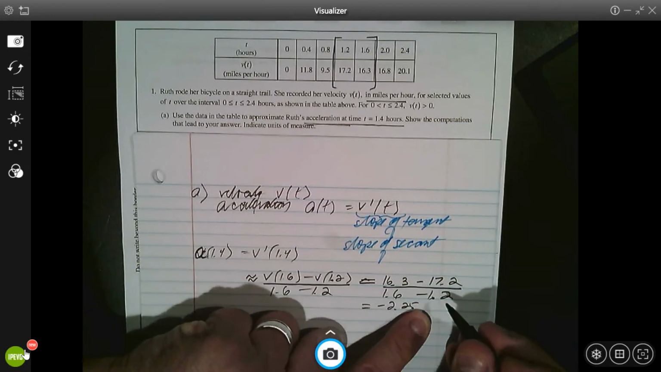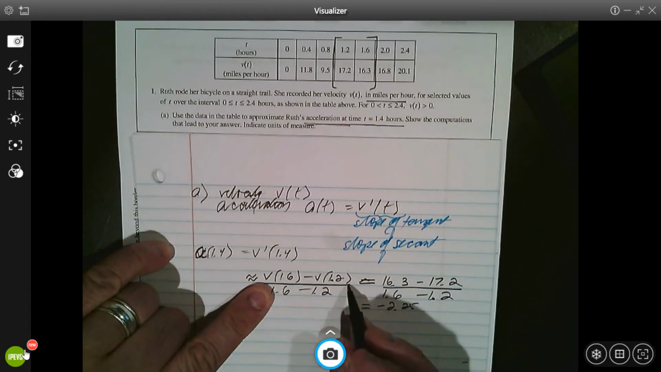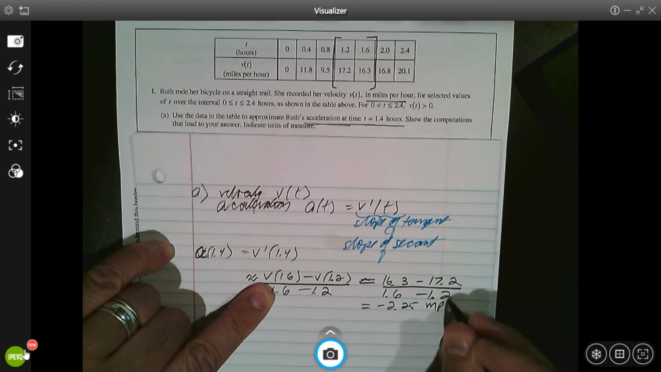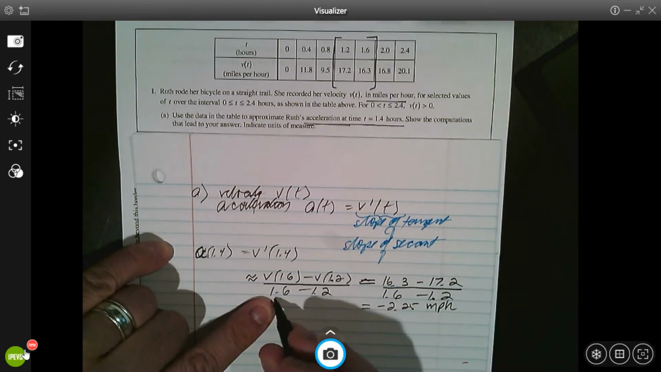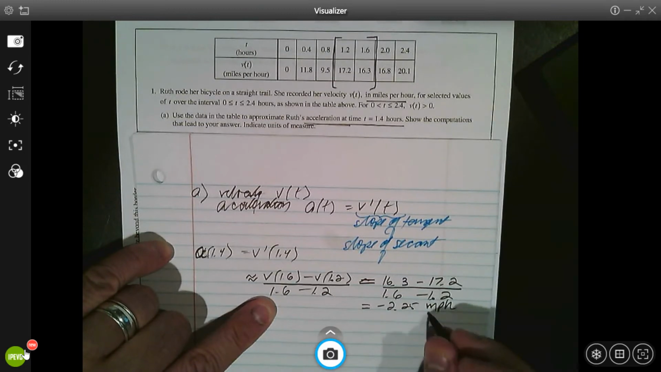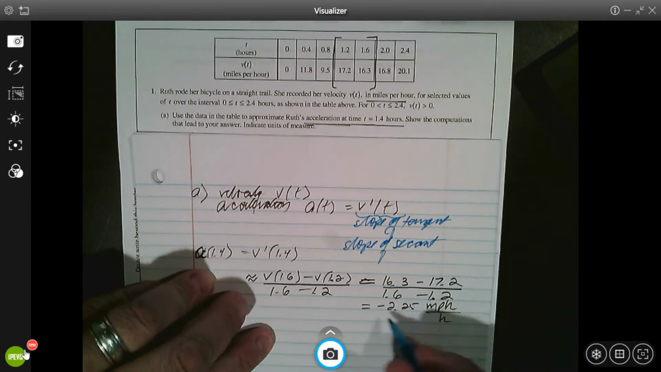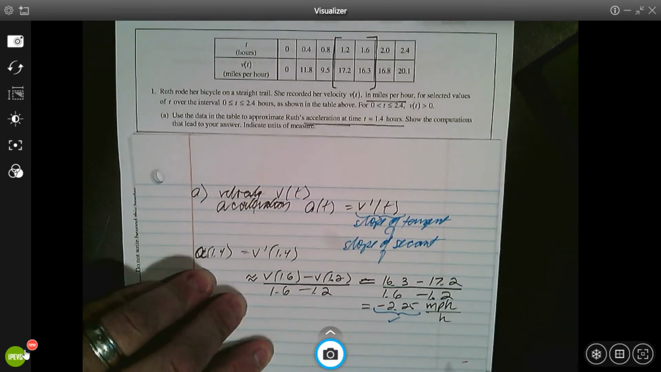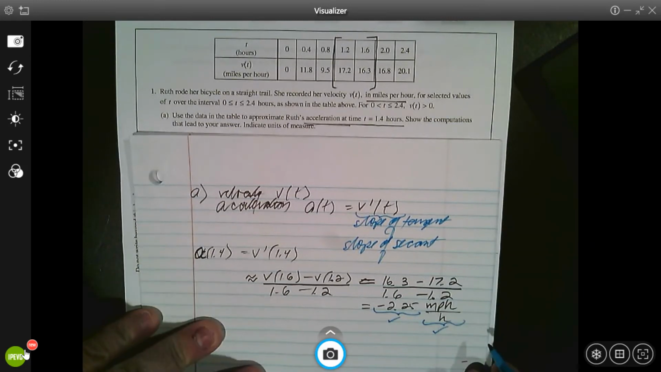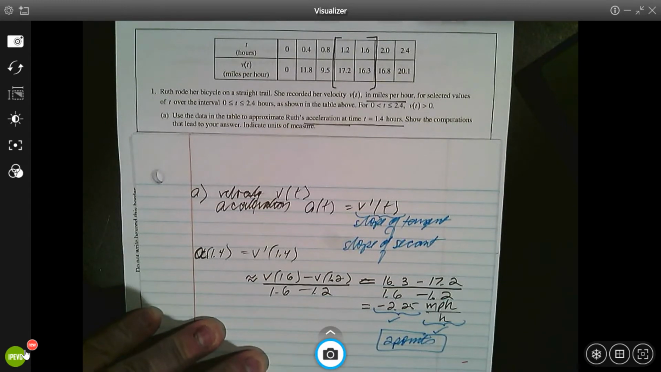Now, what are the units? The units in the numerator for velocity are miles per hour. The units in the denominator for time are hours. So this is miles per hour per hour, or miles per hour squared. The College Board awarded 1 point for the approximation of negative 2.25 and 1 point for the correct units of miles per hour squared, for a grand total of 2 points.